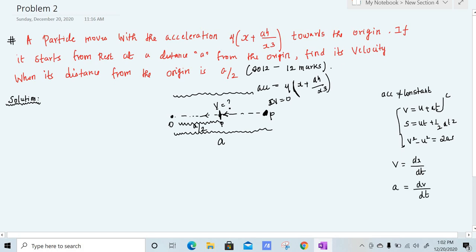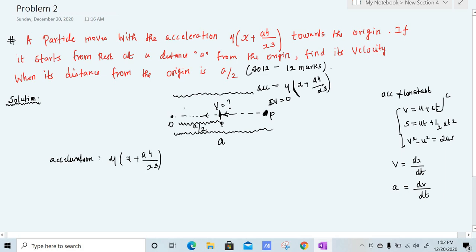So you can use these formulas to find velocity and acceleration when it is not moving at a constant acceleration, right? Yes. Now we'll move on to the problem. It is given that our acceleration is μ(x + a⁴/x³), right?